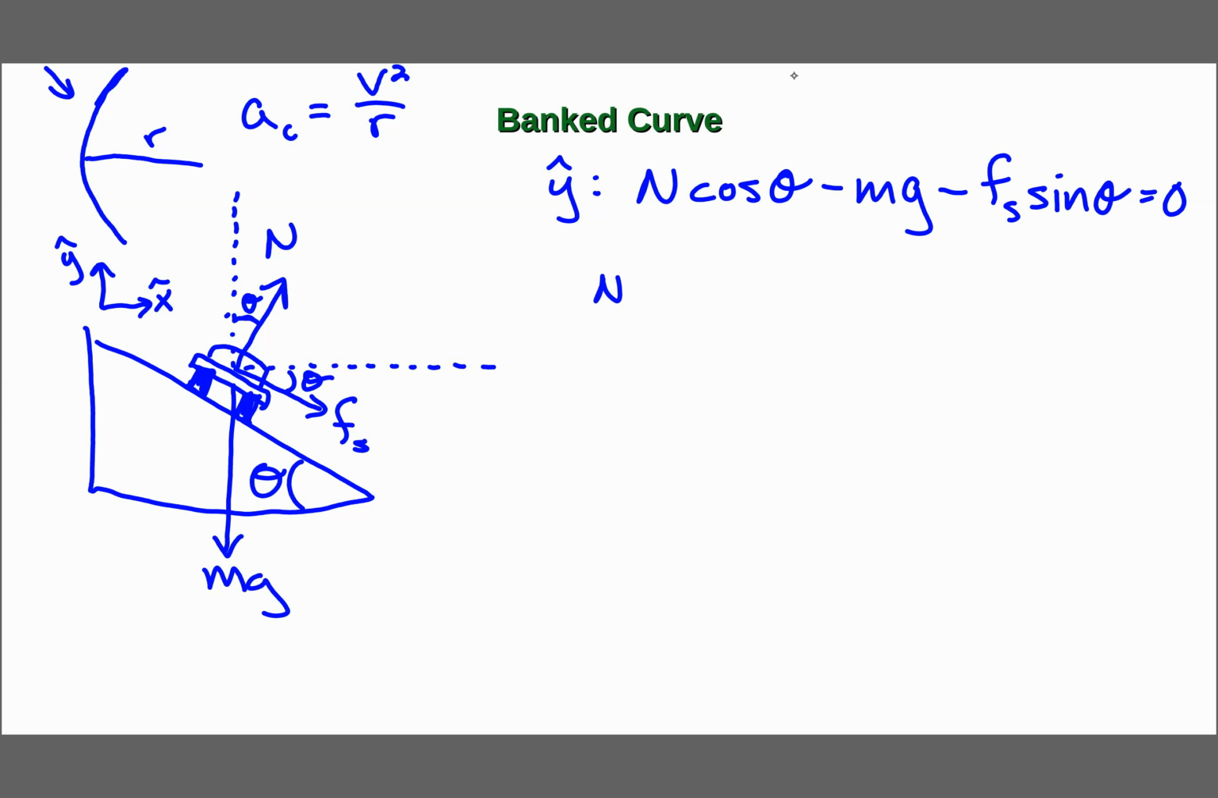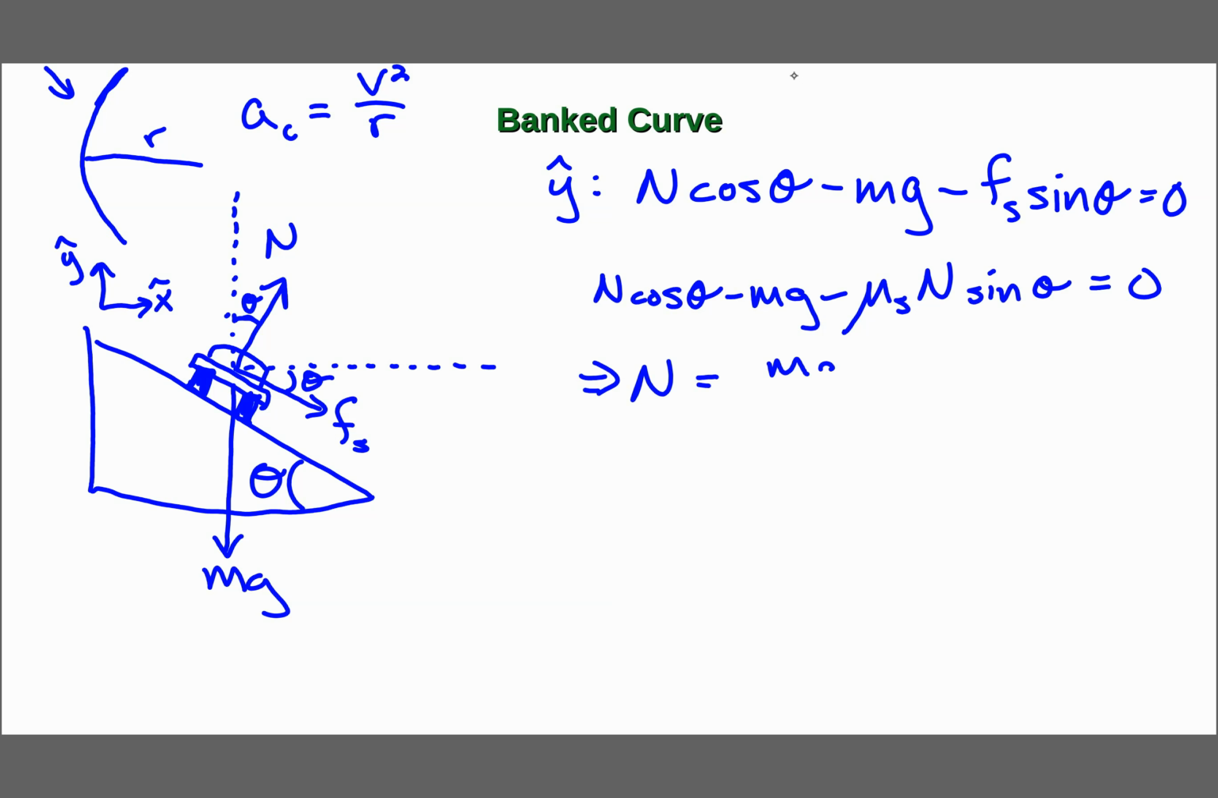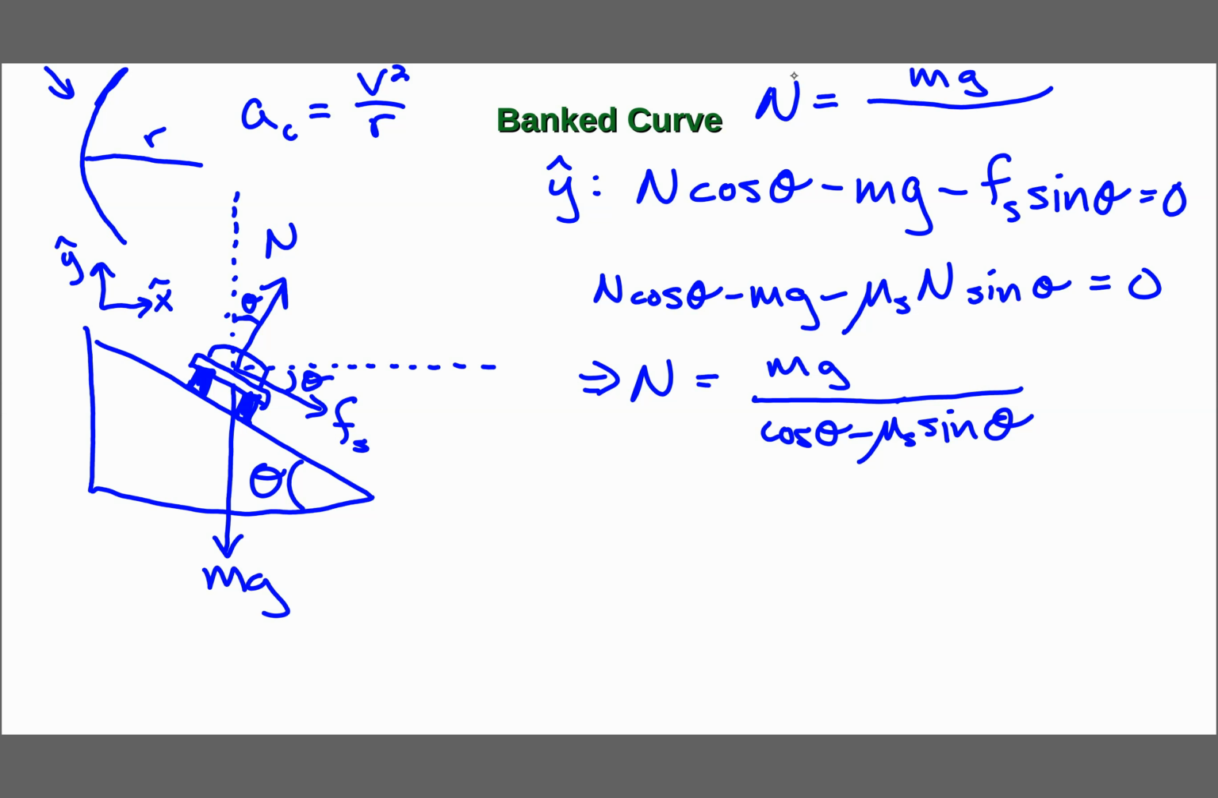And then that is equal to n cos theta minus mg minus mu sub s n sine theta, right? And that tells me that, setting it equal to 0 of course, n equals mg over cos theta minus mu sub s sine theta. Okay? So n equals mg over cos theta minus mu sub s sine theta.